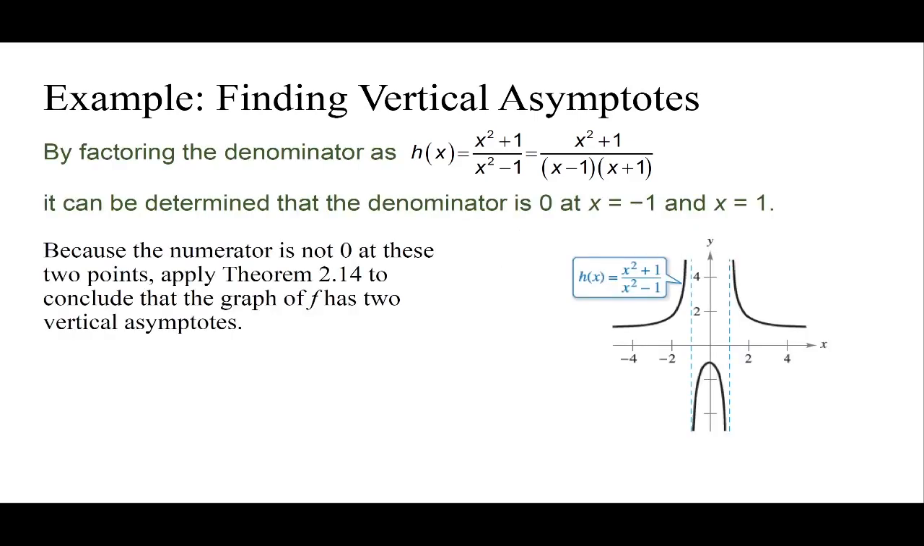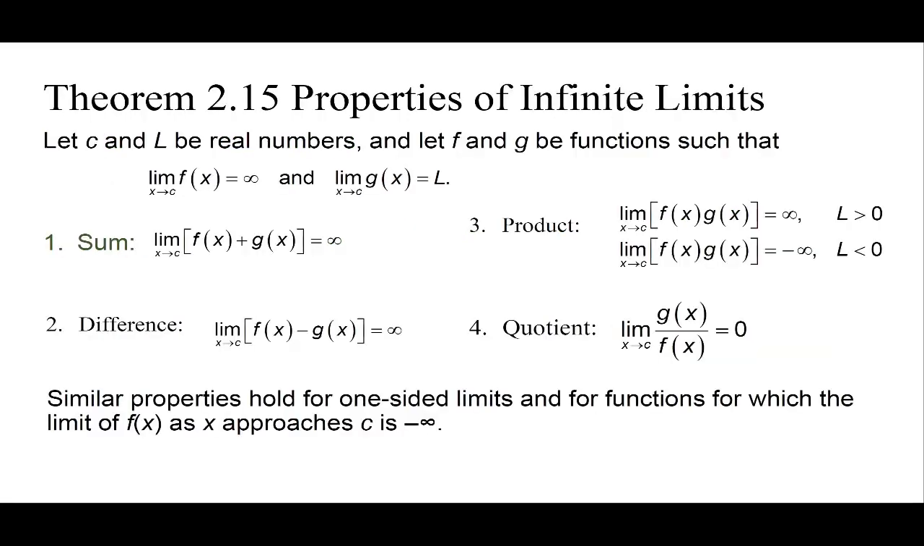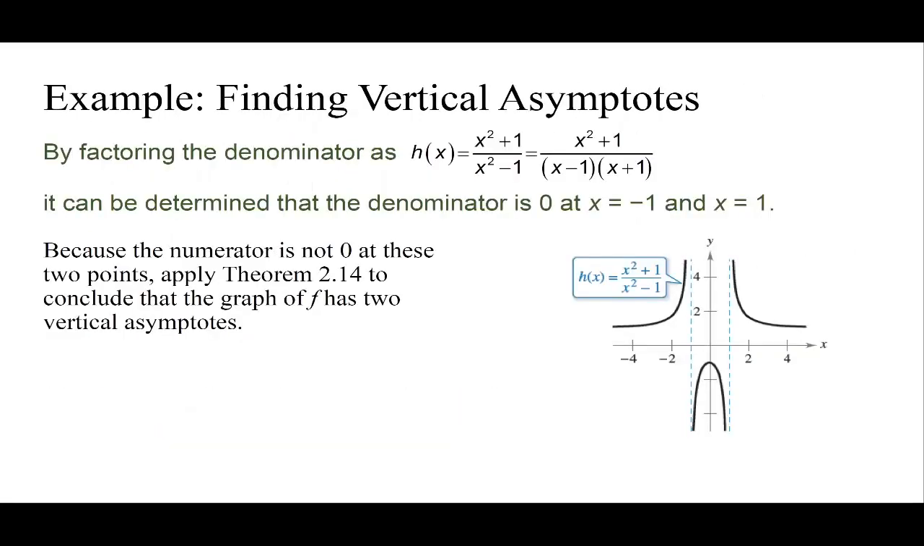So look at the graph of this function here. When x approaches positive 1 from the right side, the graph is approaching infinity. And from the left side, the graph is approaching negative infinity. Similarly, when x approaches negative 1 from the right side, the graph is approaching negative infinity. And when x is approaching negative 1 from the left side, the graph is approaching positive infinity. Okay, so that's how we can find the vertical asymptote.